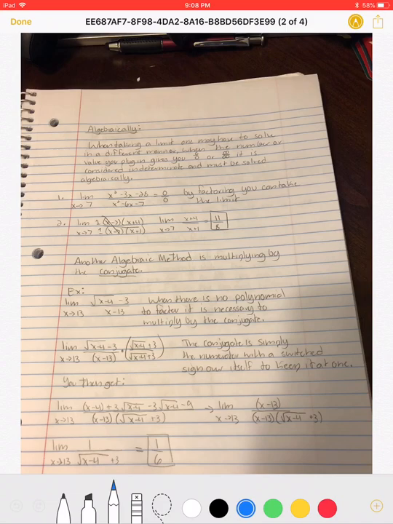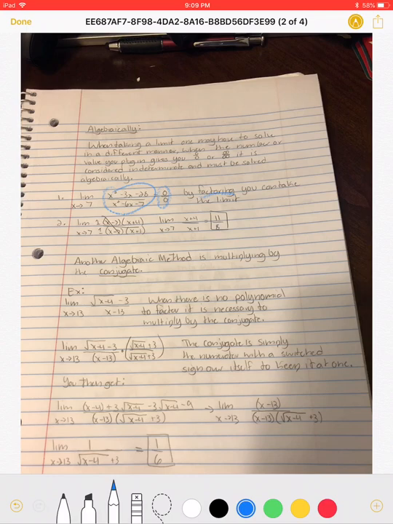Example 1. The limit as x approaches 7 for x squared minus 3x minus 28 over x squared minus 6x minus 7. This equation right here. You plug in 7 and you get 0 over 0. This is indeterminate. You then have to factor in order to get the limit.